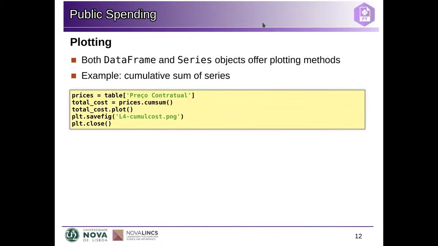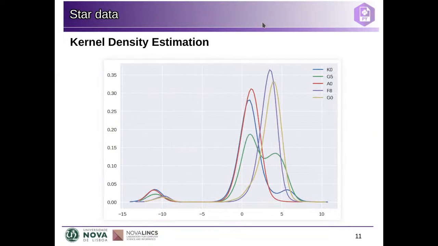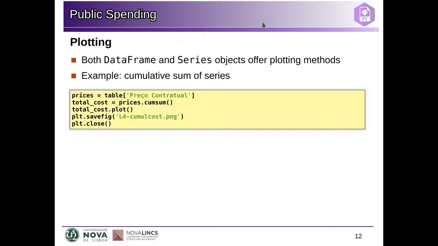Okay, so we saw here, in this case, we did the plot outside the data series, but the series have plotting functions. For example, let's go back to the table with the government expenses that we saw previously. We get the price series, and now we can, for example, compute the total cost by using the cumulative sum of the prices. So prices is a Pandas series that has all those indexes and the price, because this is the column that we are looking at.